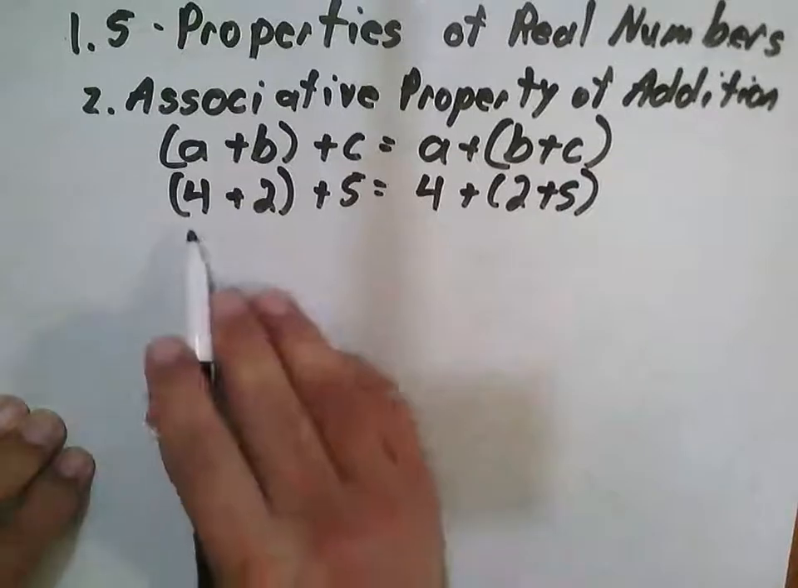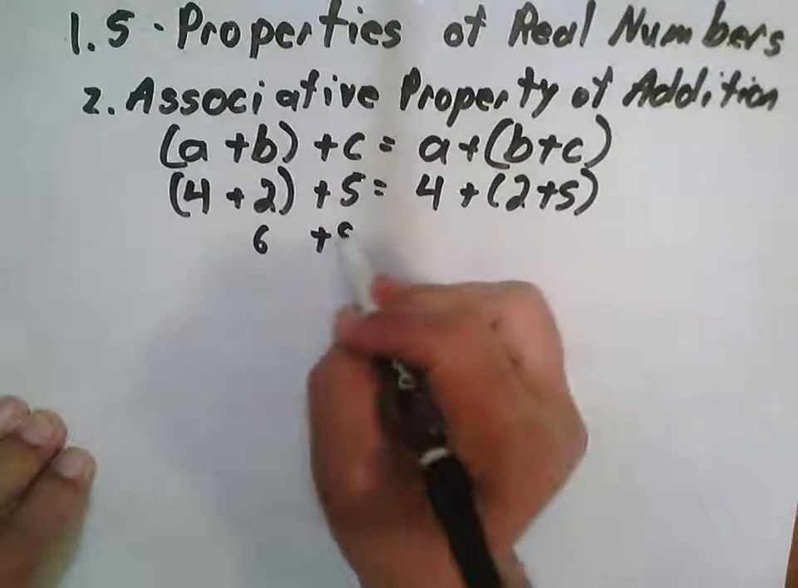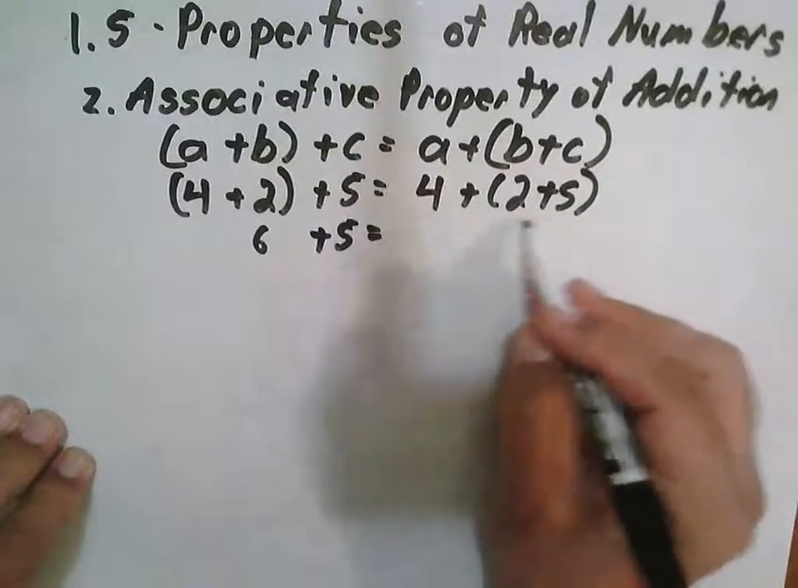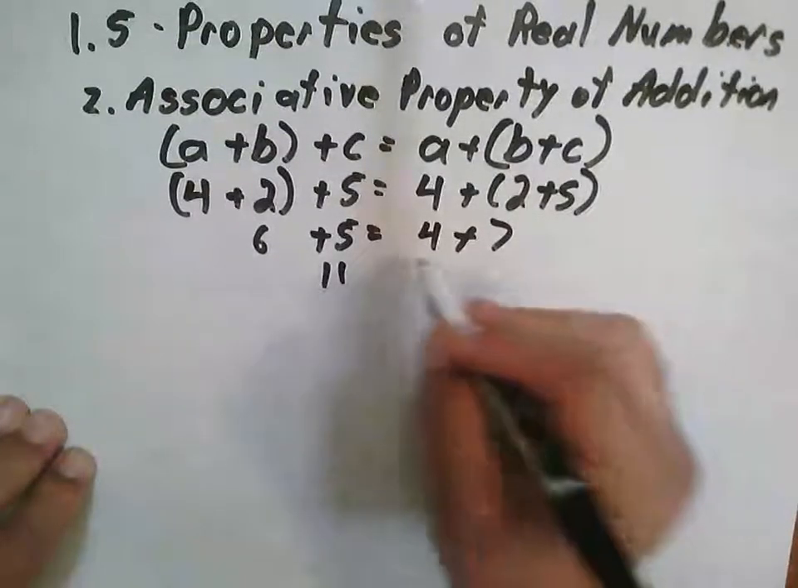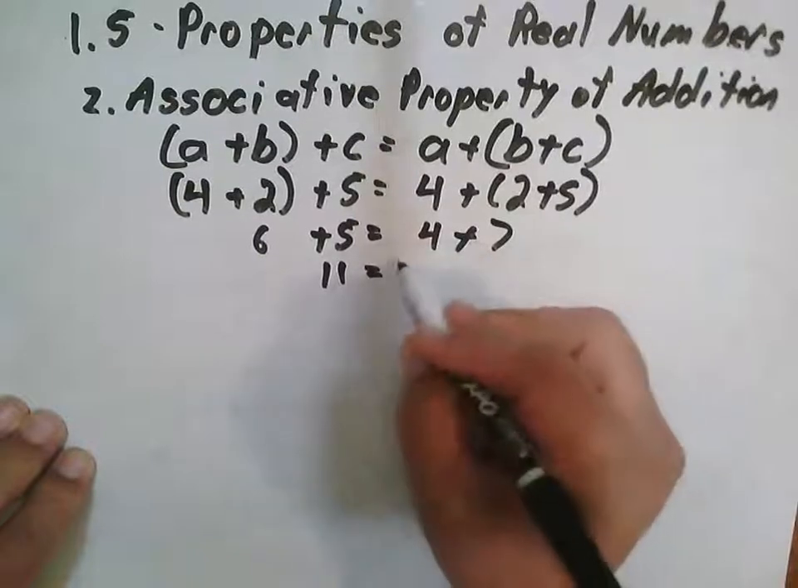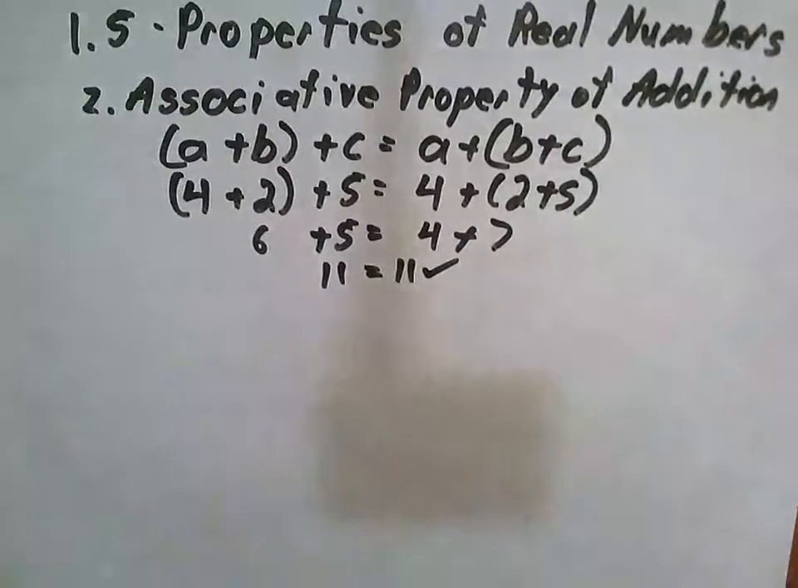That's telling you it's this exact same thing. So let's work it out and see. 4 plus 2 is 6. It's going to give me 6 plus 5. 2 plus 5 is 7. So 6 plus 5 is 11. 4 plus 7 is 11. So these are the same thing. So it's just telling you that you can move them around when you solve them.